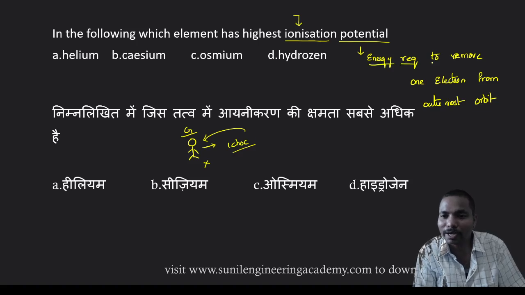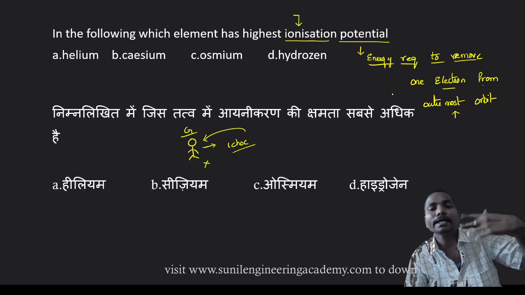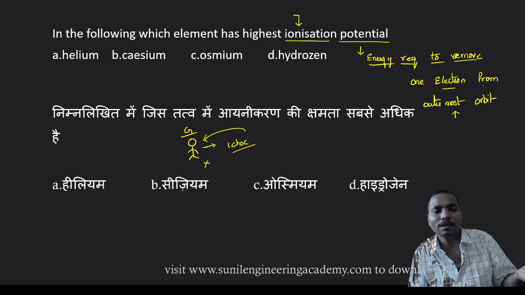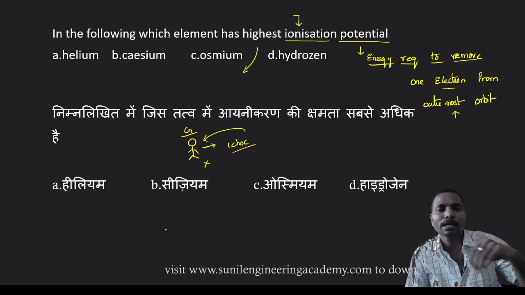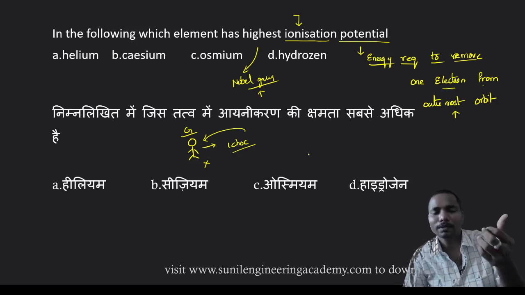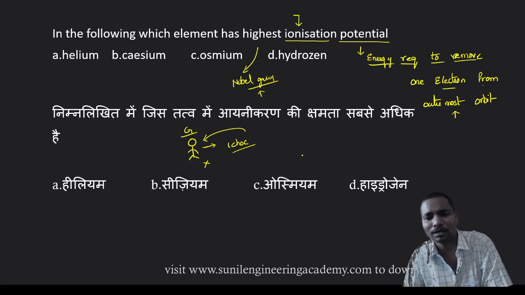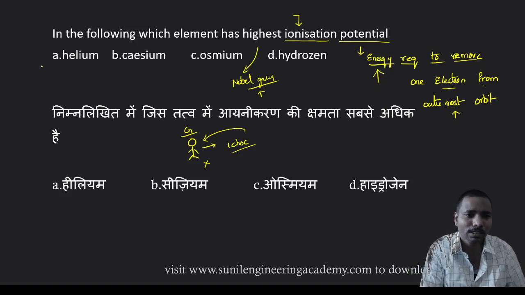It is the energy required to remove one electron from the outermost orbit. If an element is highly reactive, then we can easily take one electron from it. If the element does not participate in the reaction, it is very difficult. So which elements do not participate in reactions? Noble gases: helium, neon, argon, krypton, xenon, radon. They do not participate in reactions at all, so it is very difficult to remove an electron from the outermost orbit, and we have to put in more and more energy. So here the answer is helium.